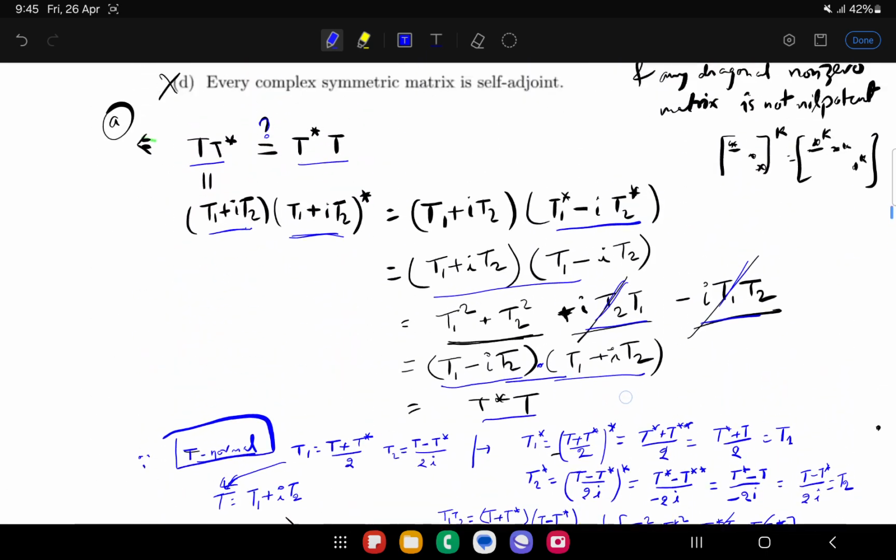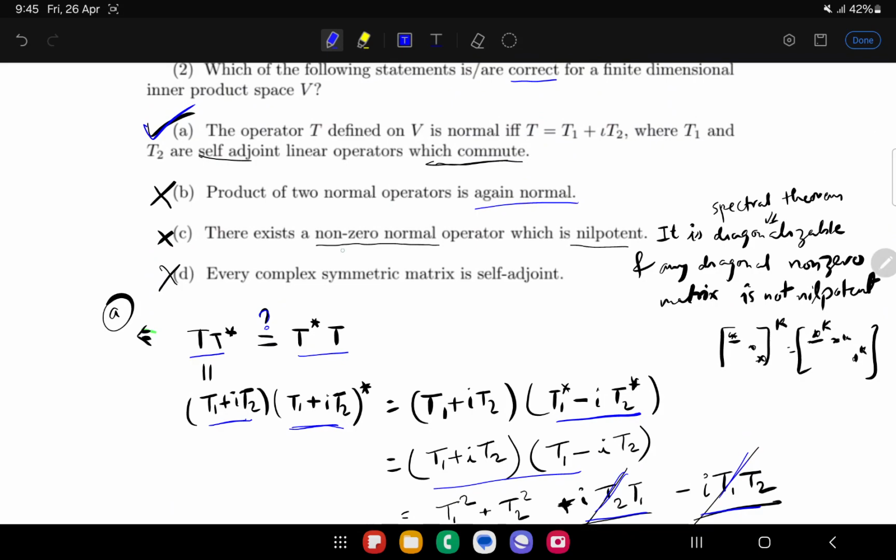What about part C? There exists a non-zero normal operator which is nilpotent. A normal operator, by the spectral theorem, will be diagonalizable, and non-zero means some non-zero entry in the diagonal. So once there is a non-zero diagonal entry, any power of it will be non-zero only. So it cannot be nilpotent. So this is an incorrect statement.